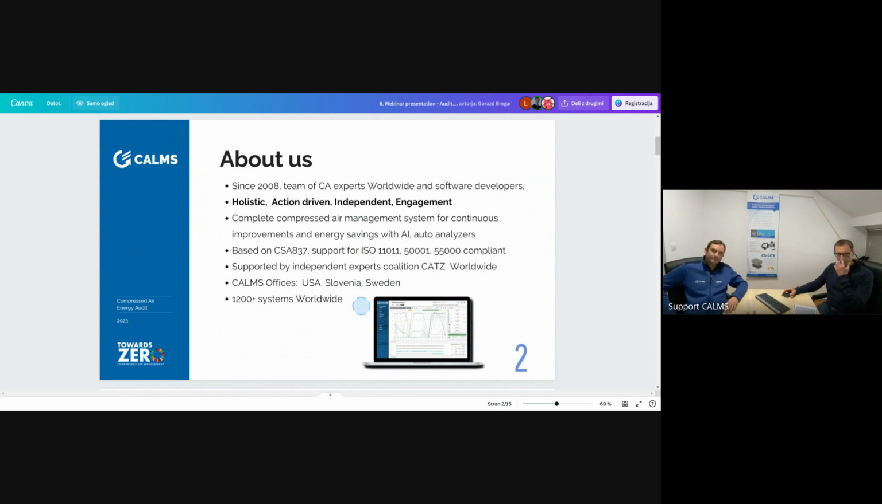So first, something about us. We are compressed air experts. We are independent from manufacturer. And we are doing a holistic approach to compressed air as part of the CALMS team. We work on our platform, which is CALMS, which is action-driven and based on the compressed air standards. So CSA 837, and we also support 11011 for compressed air assessment, 50,001 for energy management, and 55,000 for asset management. So this is how we design the audits. We are located in Slovenia, but we also have offices around the world, so we can support you with all your factories worldwide.